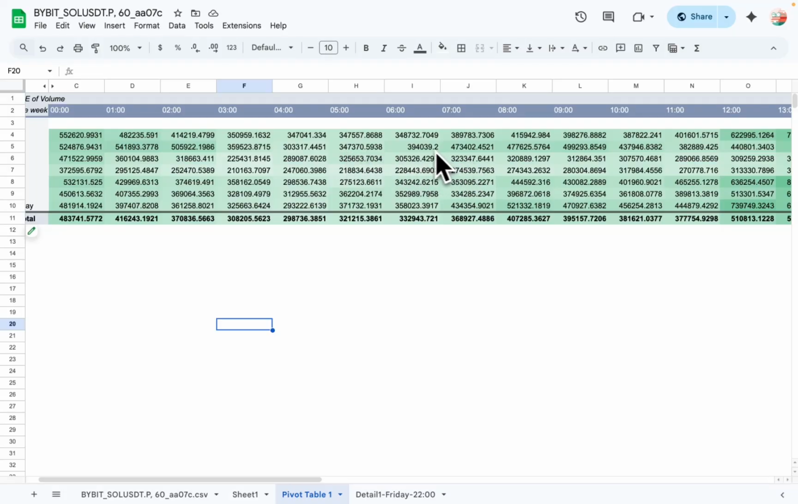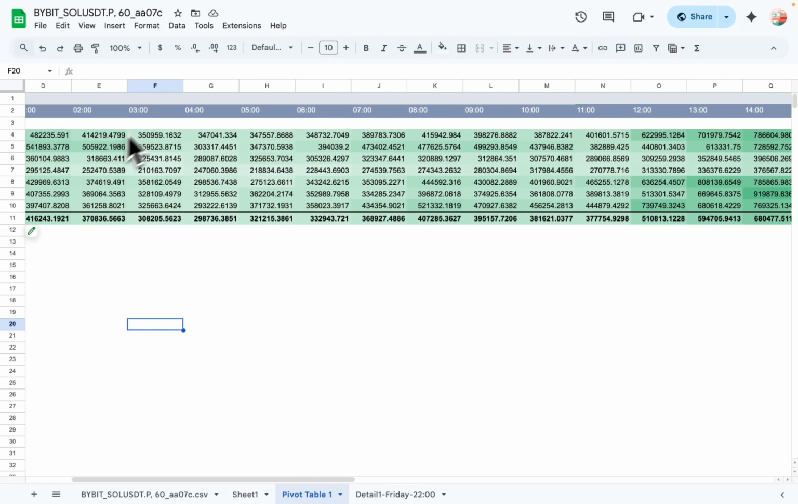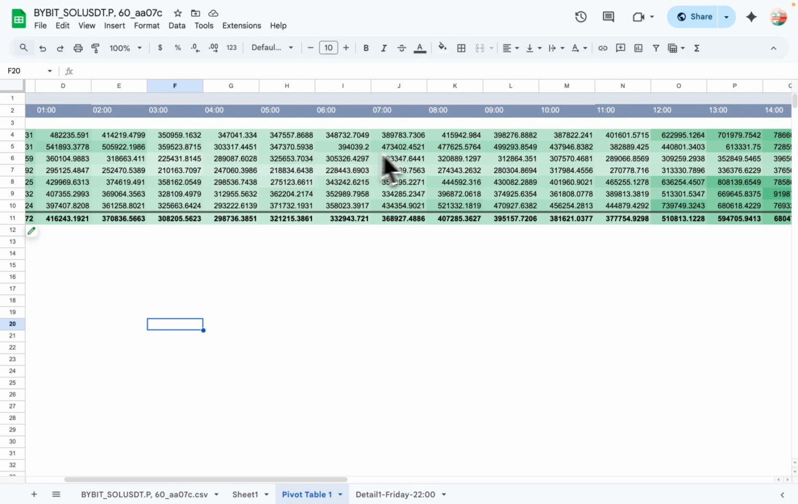But from 6, you could see the colors coming back deeper, and you can tell that more volume is coming into the market. So my first session for the day is the Asian session, which spans from 12 a.m. to 6 a.m. UTC. Then I have another trading session coming. My London session doesn't begin at 7 a.m. or 8 a.m. Mine starts from 6 a.m. UTC, basically when I see volume picking up again after it died down towards 4 a.m., 5 a.m.